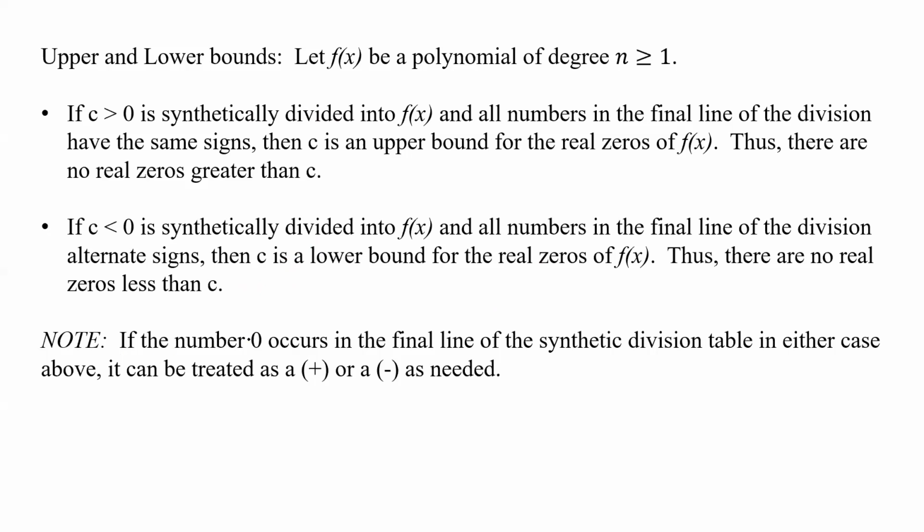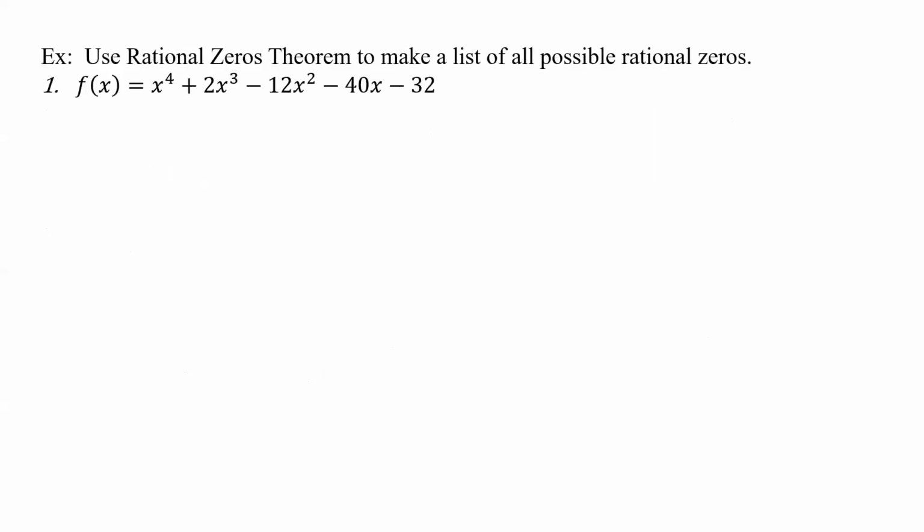Now note, if we get a 0 within the final line, that can take the place of a plus or a minus depending on what we want it to be. So if we have all pluses and then a 0 right in the middle, we'll call that a plus as well. Or if we have plus, minus, 0, and the next one makes it alternating, we'll make that 0 a plus. It all depends on what we need it to be. We can either make it a plus or a minus.